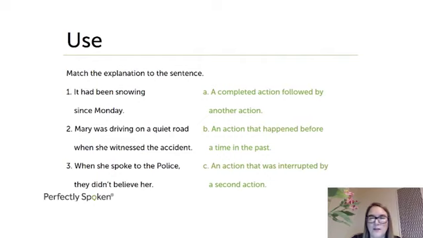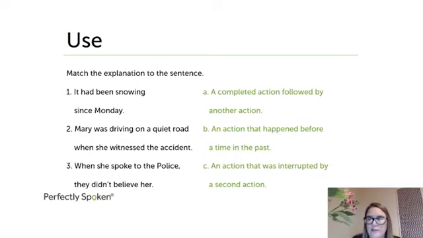So number 1, it had been snowing since Monday. Number 2, Mary was driving on a quiet road when she witnessed the accident. Number 3, when she spoke to the police, they didn't believe her.